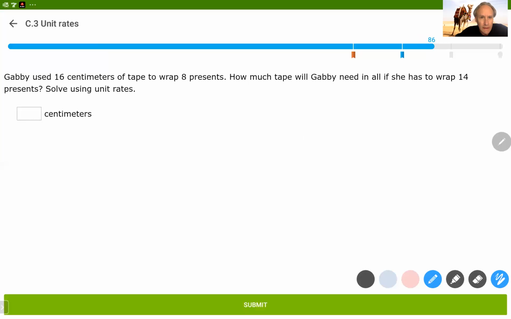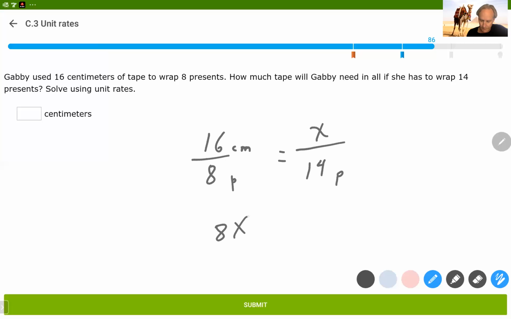We could do a proportion here. So 16 is to 8 centimeters to presents. And we want 14 presents. And we want to solve for the x. Cross multiplying gives us 8x equals 16 times 14. Now the trick is to not multiply these together, to divide by the 8, and the 8 goes into the 16 2 times, which gives you 28.